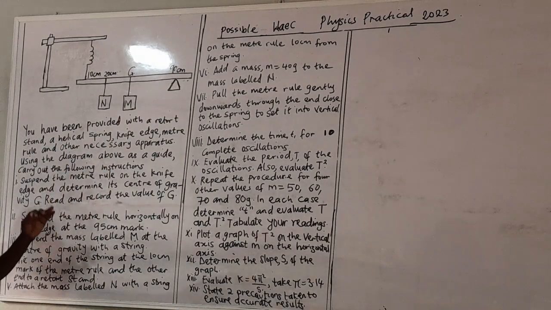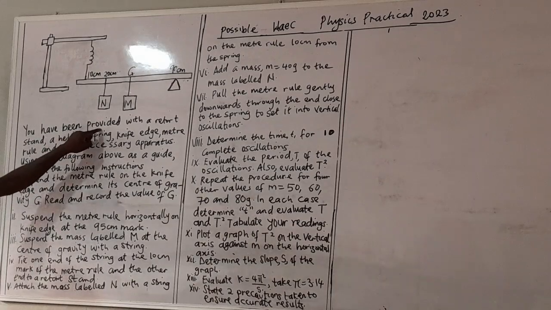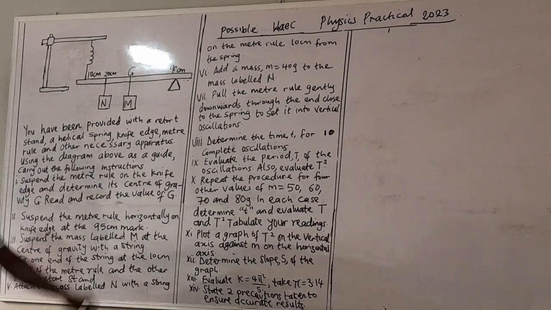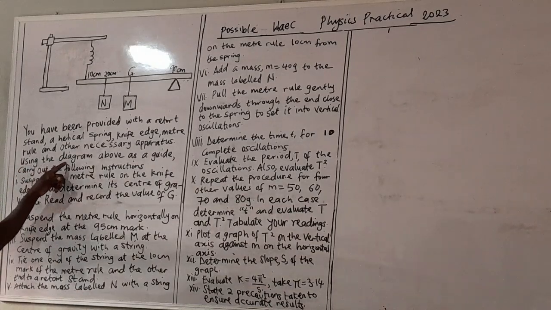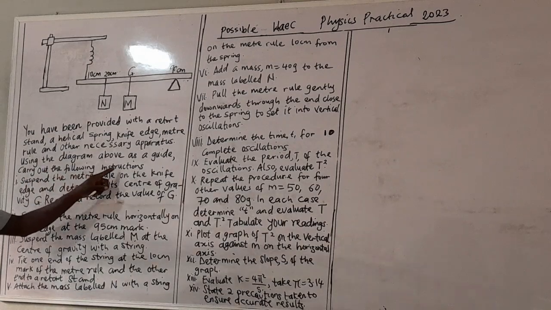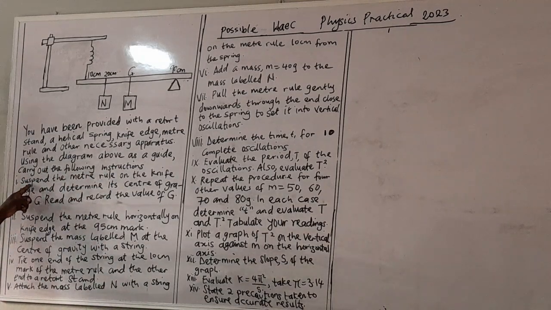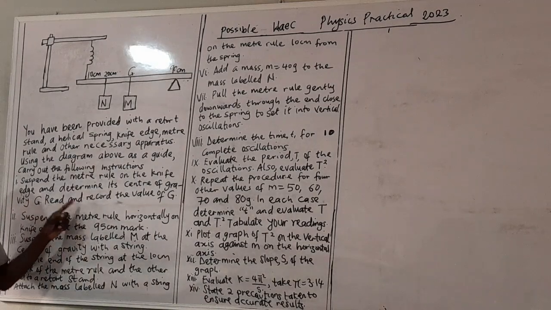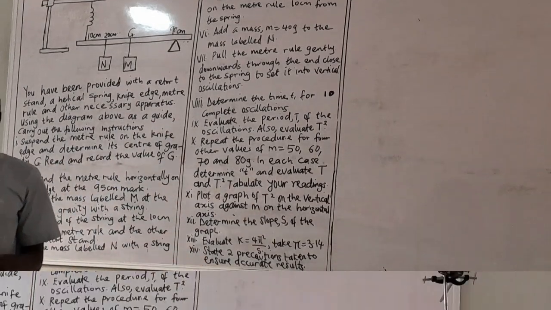So let's quickly read through the question. You have been provided with a retort stand, a helical spring, knife edge, meter rule, and other necessary apparatus. Using the diagram above as a guide, carry out the following instructions. 1. Suspend the meter rule on the knife edge and determine its center of gravity, G. Read and record the value of G. I think we're going to start with that.